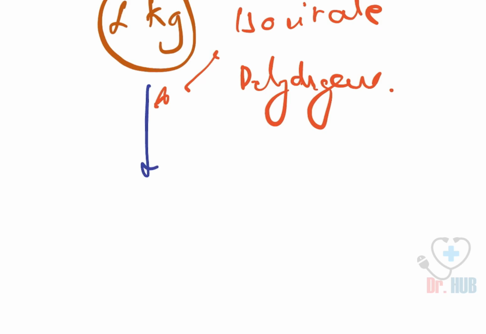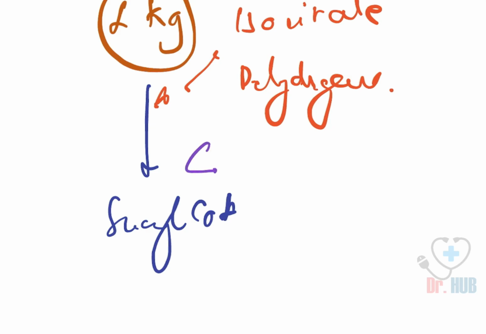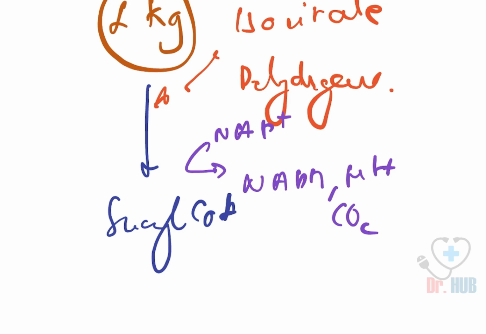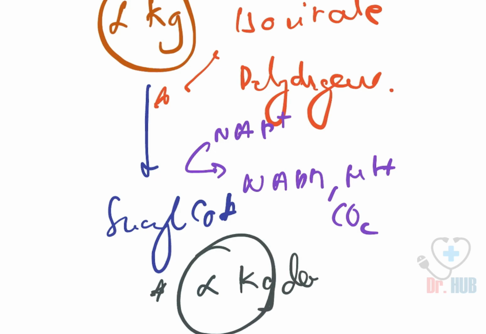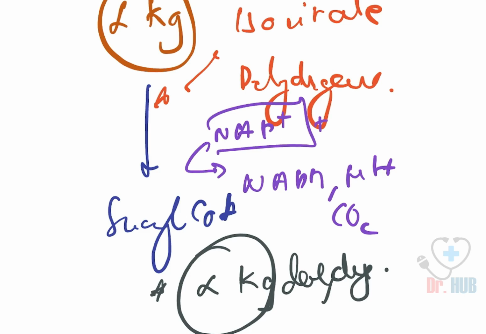The next step we see is the alpha ketoglutarate being converted to the succinyl CoA. Here NAD plus is converted to NADH and H plus, with CO2 released. What is the enzyme involved in this? As the name suggests, it is alpha ketoglutarate dehydrogenase. Here we saw that it involves NAD plus and CoA SH.